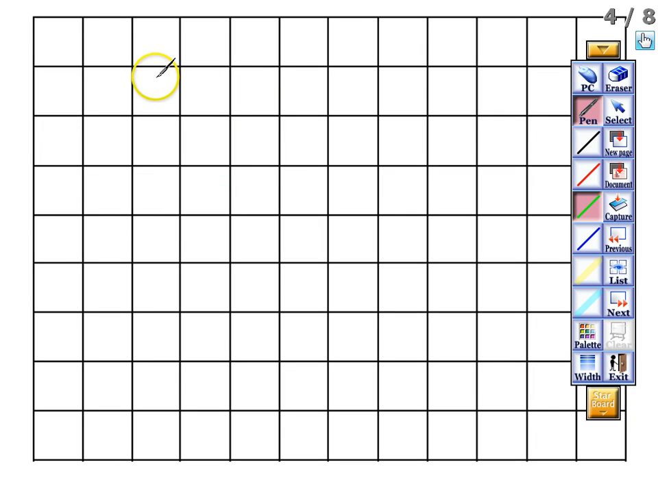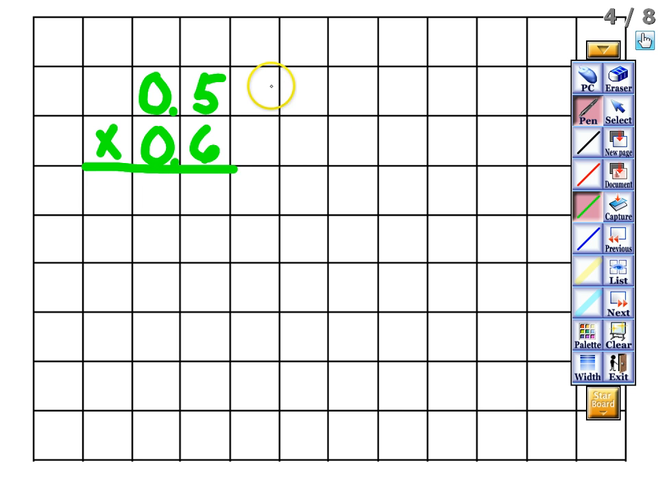I'm going to do another problem for you. It is going to be 0 and 5/10 times 0 and 6/10. So once again, the first step, we want to see how many places are to the right of the decimal. 1 in my first factor, 1 digit to the right of the decimal for my second factor, for a total of 2 digits to the right of the decimal for my answer. Now what we can do is multiply 6 times 5. That's going to give me 30. We're going to ignore the decimal completely.